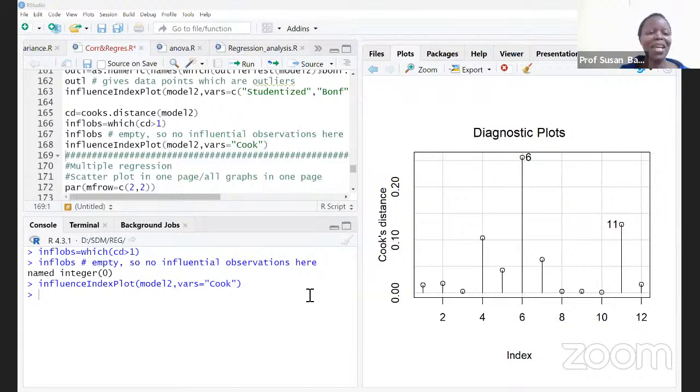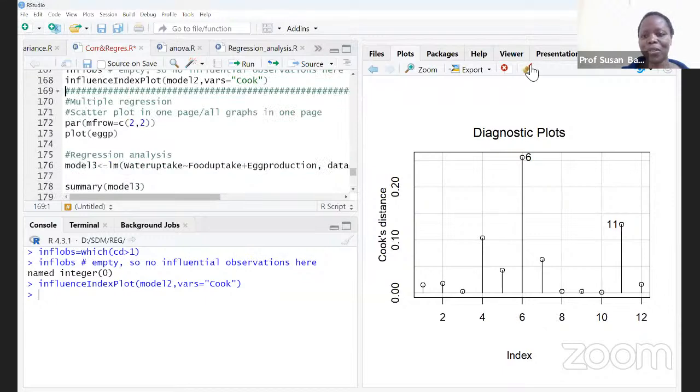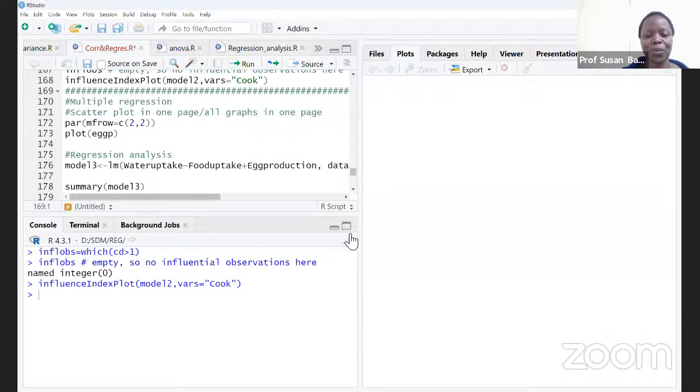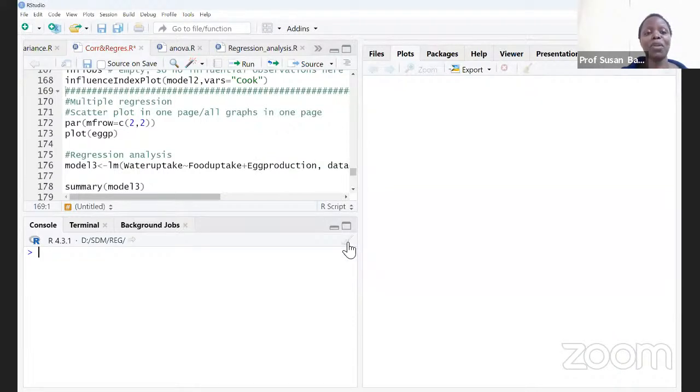Let's continue. Okay, now we are going to look at multiple regression. Multiple regression involves regressing one response on more than one independent variable. In our data set, we have three variables: water uptake, egg production, and food uptake. The first thing we do for any of these regressions, the descriptive statistics, is to construct a scatter plot and look at the type of relationship we are dealing with. So we are going to construct a scatter plot for all those three.